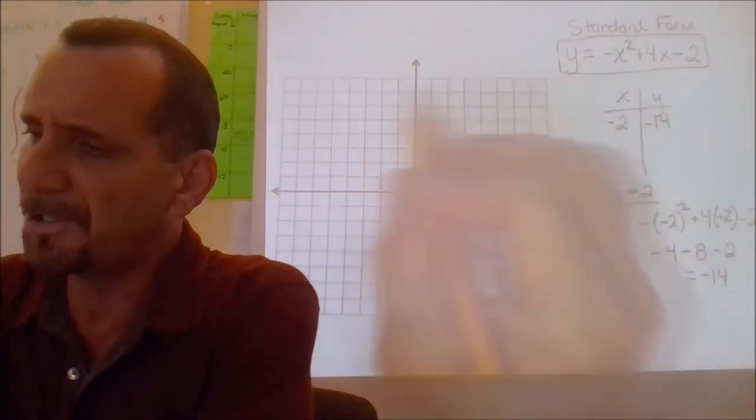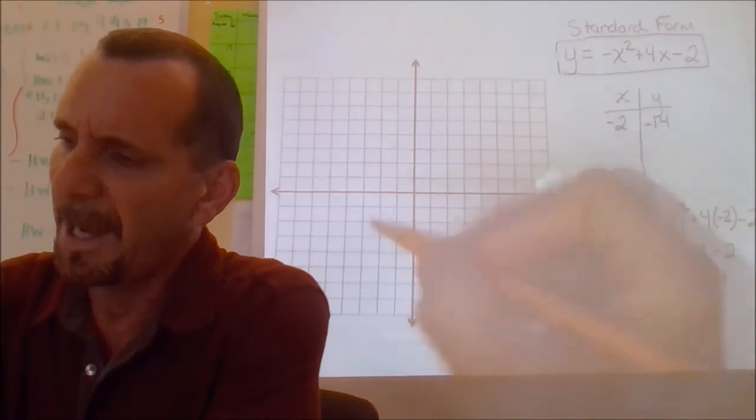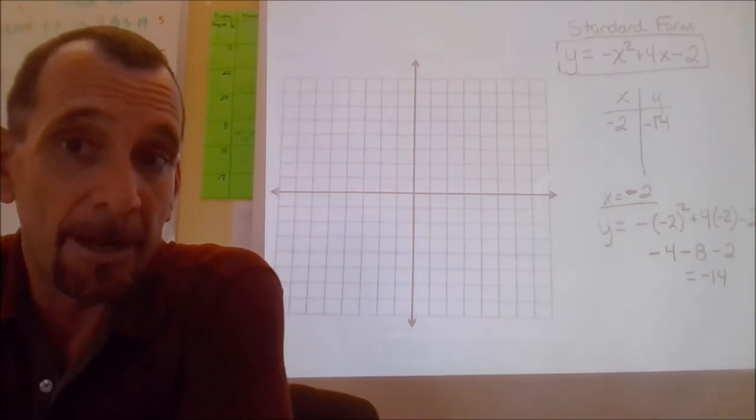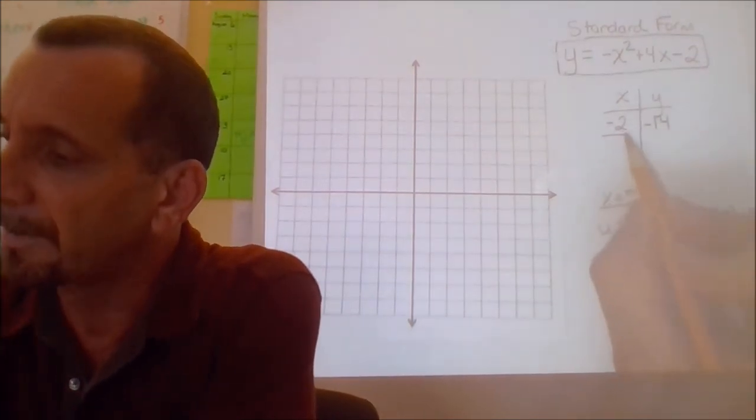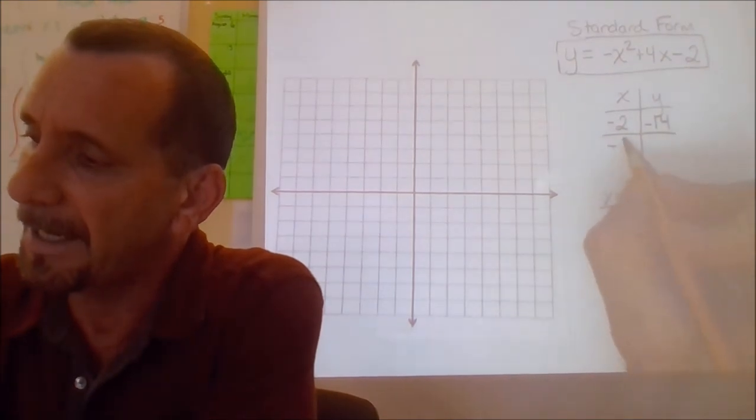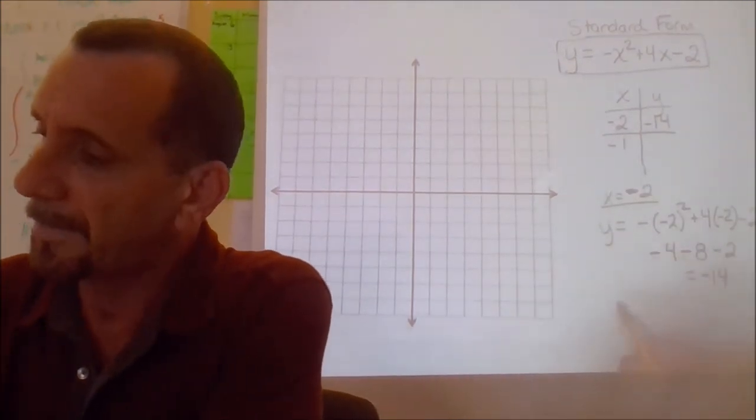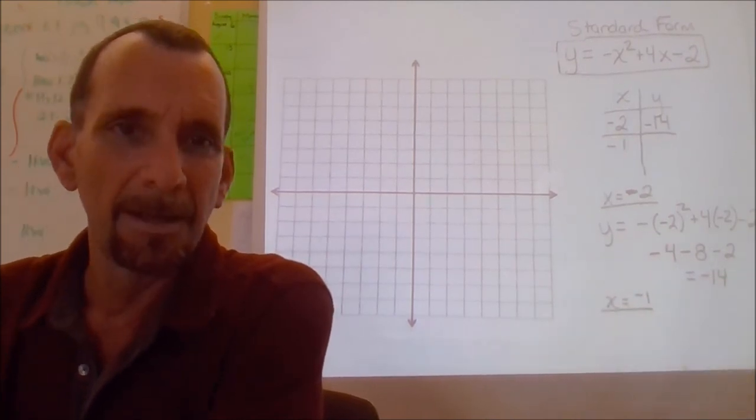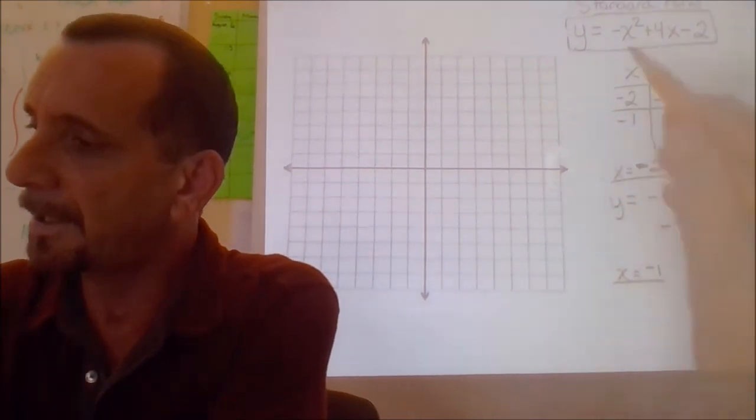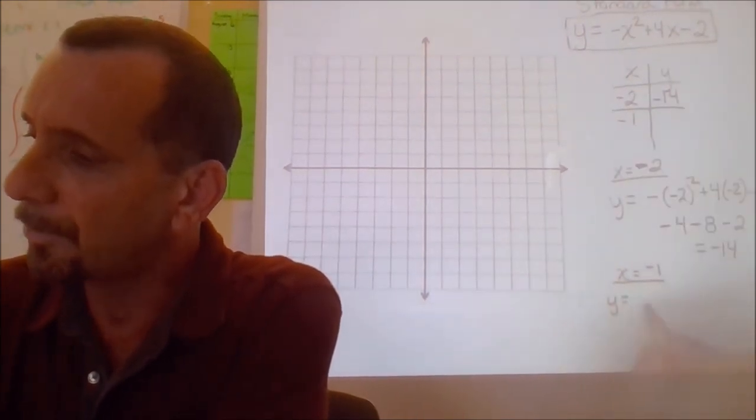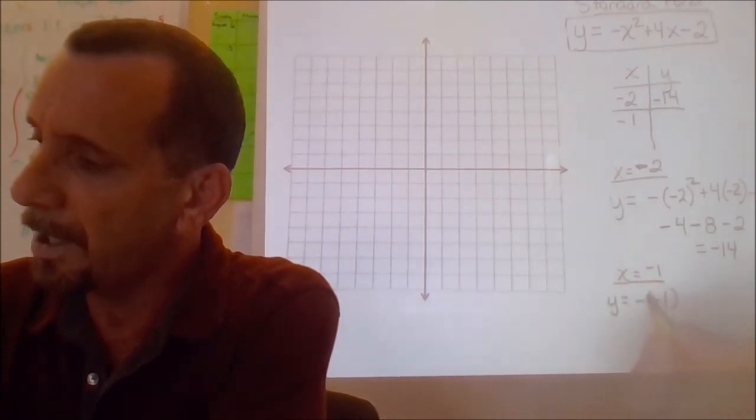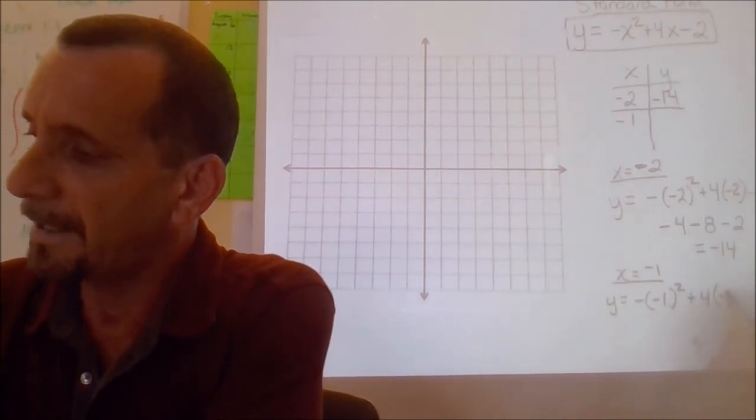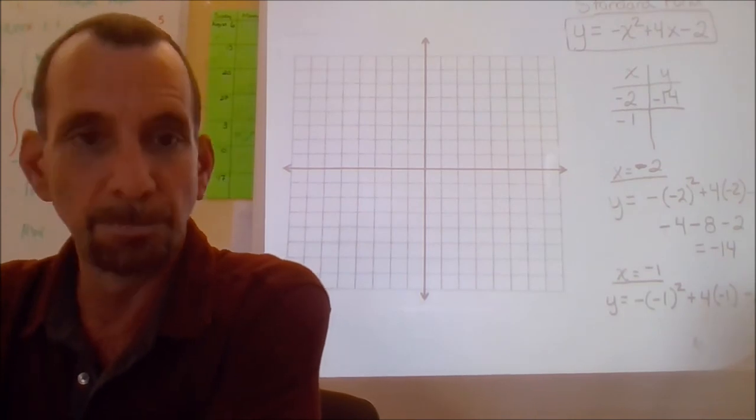Now I say, okay, if I'm going to use this axis, that's x is negative 2, and y is way on down here somewhere. So let's not worry about that point for right now. But let's just see what happens. We're just moving along. Let's do when x is negative 1. So I'm going to come over here, x equals negative 1, and just put a line there. And I can plug it in. y equals negative 1 squared plus 4 times negative 1 minus 2.